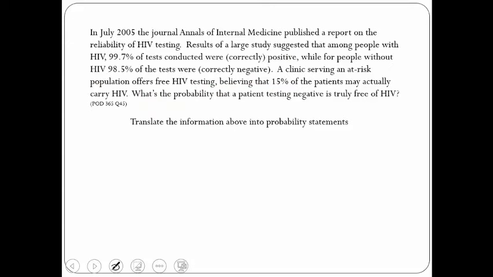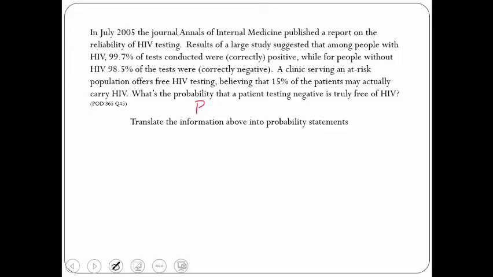Here's another example. In July 2005, this medical journal published a report. A large study suggested that among people with HIV, this test they were doing was accurate 99.7% of the time. They would give a correct positive. People without HIV, 98.5% of those tests were correctly negative. So we do have a situation where we might end up with a false positive or a false negative. So, a clinic serving an at-risk population offers this test, and they think that 15% of the patients in that area have HIV. So, an interesting thing here, what's the probability a patient tested negative is truly free of HIV?